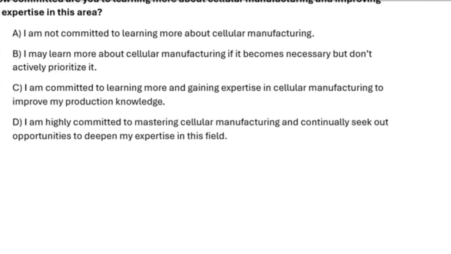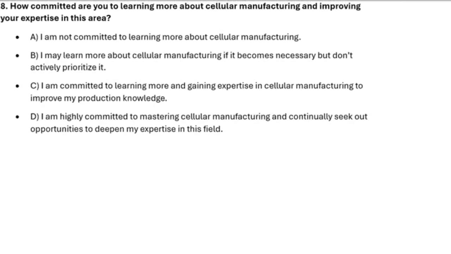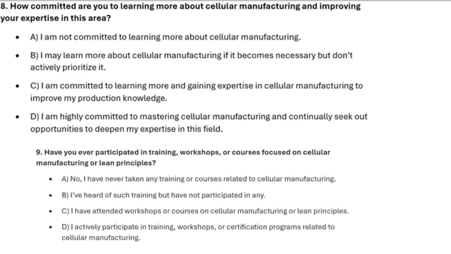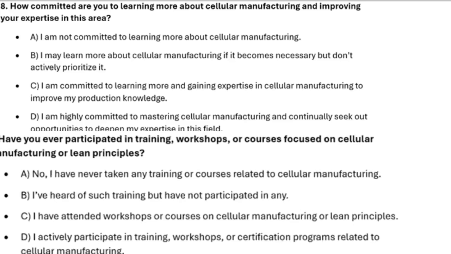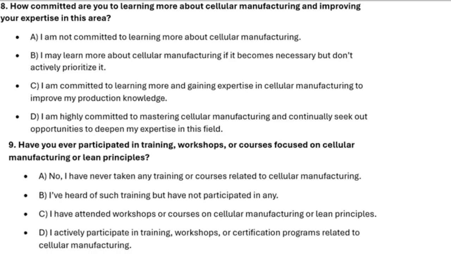committed are you to learning more about cellular manufacturing and improving your expertise in this area? A. I am not committed to learning more about cellular manufacturing. B. I may learn more about it if it becomes necessary but don't actively prioritize it. C. I am committed to learning more and gaining expertise in it to improve my production knowledge. D. I am highly committed to mastering it and continually seek out opportunities to deepen my expertise in this field.